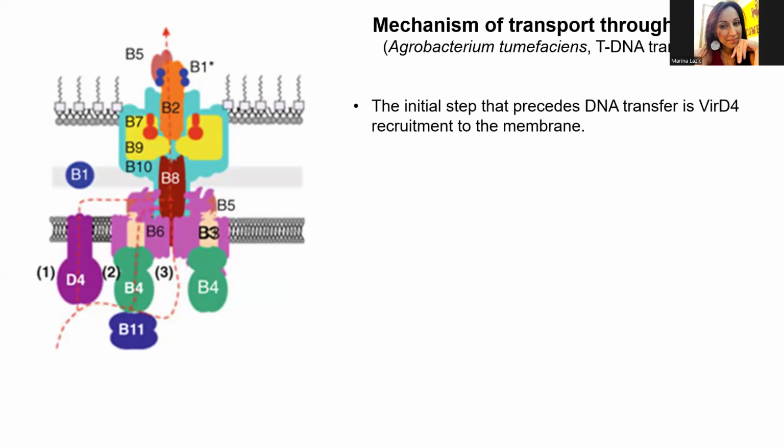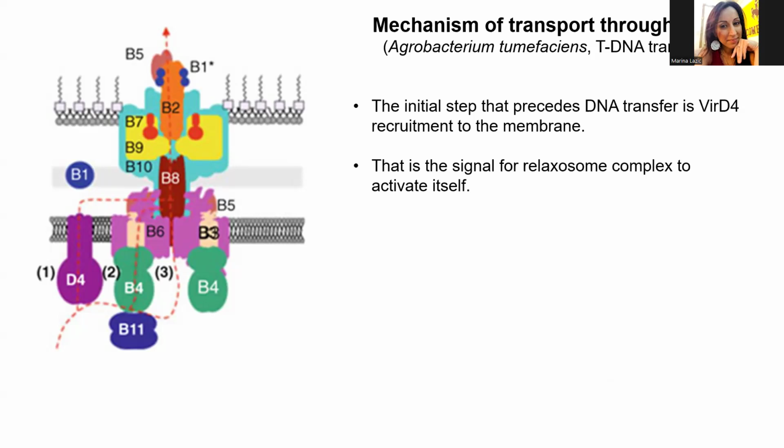So the initial step precedes DNA transfer and DNA recruitment through the membrane. You have to have something embedded in that membrane where DNA will pass, and this will be again something weird. So even though it's a different substrate for transport, it's still a weird protein. VirD4 is recruited to the membrane, and once VirD4 is inside the membrane, that's a signal for something called the relaxosome, and I will tell you what that is in a second. So it's a signal for that complex of molecules called the relaxosome to get activated.